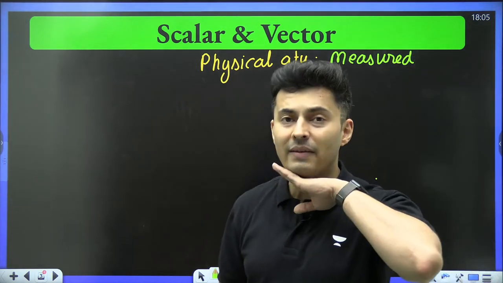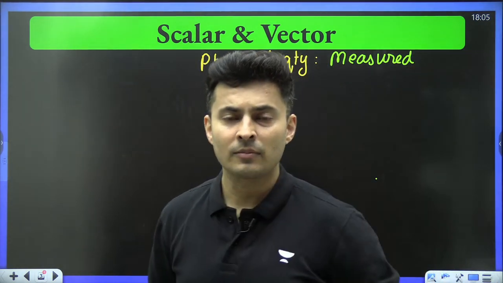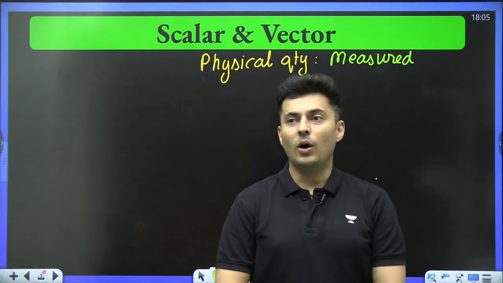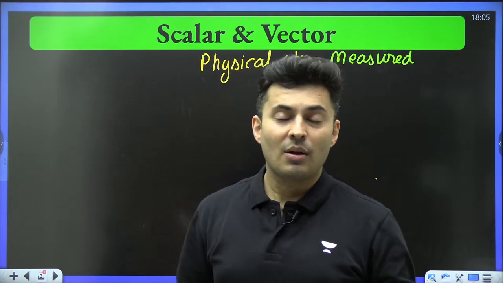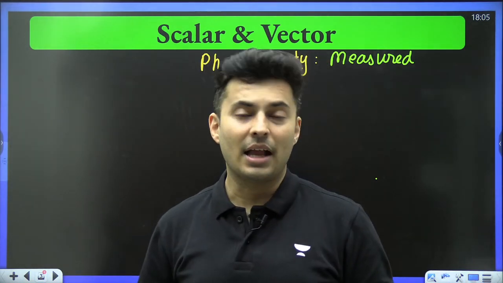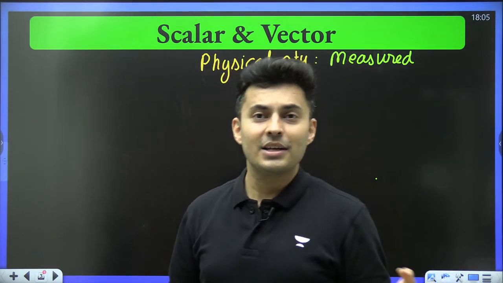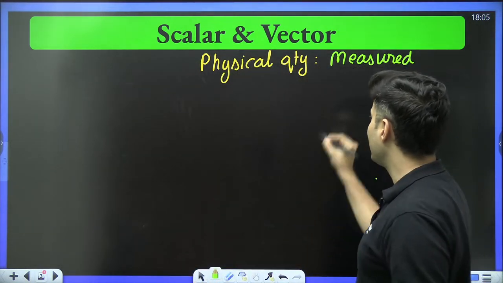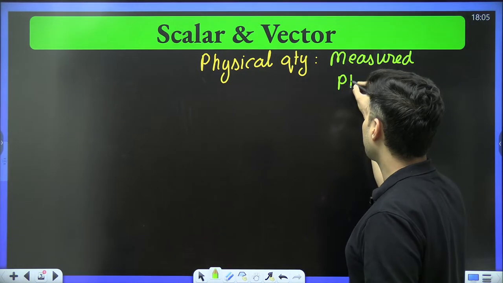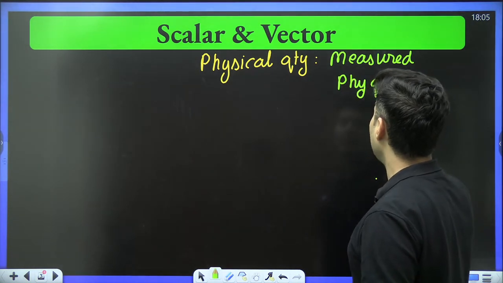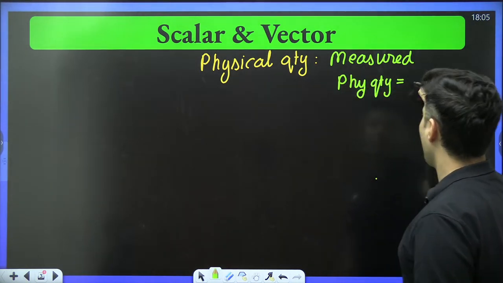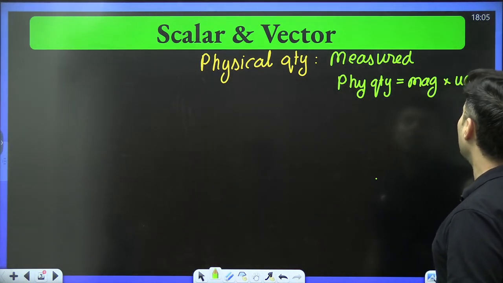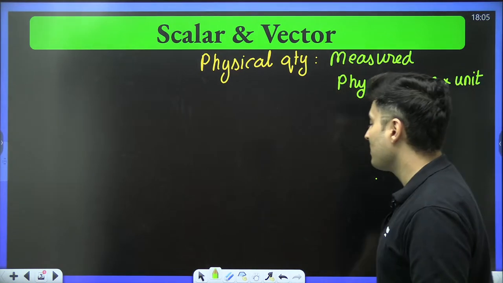Like, I have fever, so I can measure the temperature. I can measure my height. I can measure my weight. I can also probably measure what is the force acting on something. I can measure the current passing through a wire. So these are quantities which can be measured. So you will notice, guys, any physical quantity will always be magnitude times the unit.